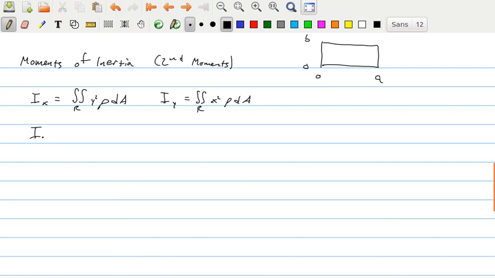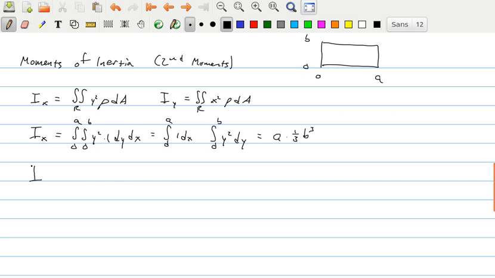So this says that Ix, the moment about the x-axis, is the double integral. Now our region is going from 0 to A in the x direction and 0 to B in the y direction. We're integrating y squared times our density. And again, we can use the box theorem because the inside factors and the limits are constants. So we integrate from 0 to A times 1 dx. Integral from 0 to B, y squared dy. So for the first integral, we get A. For the second one, we get 1/3 B cubed.